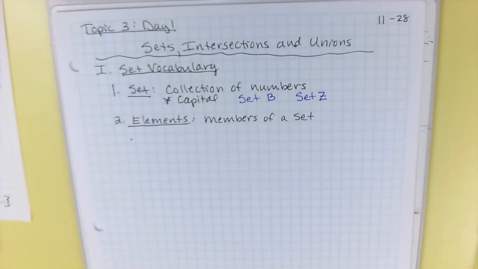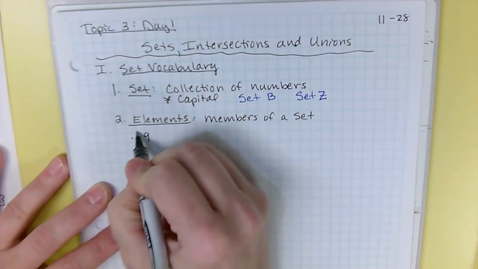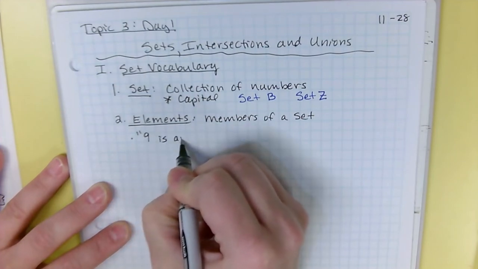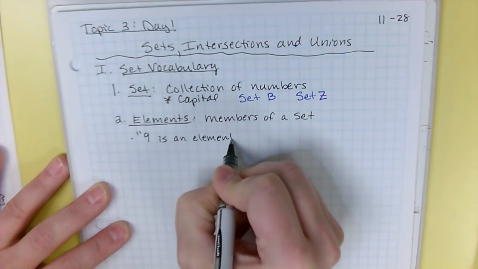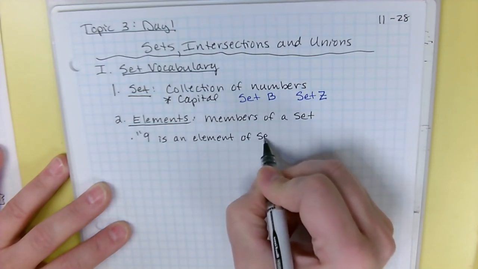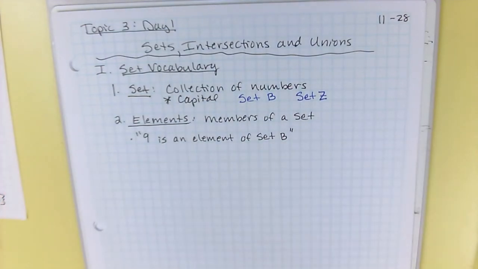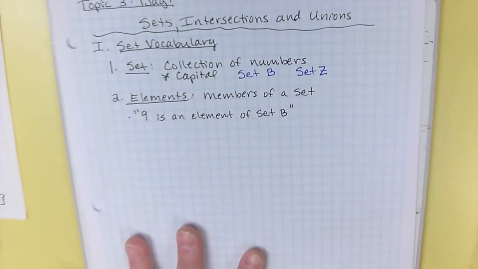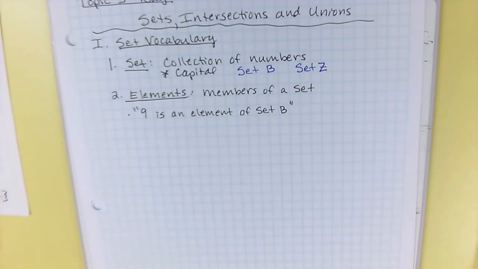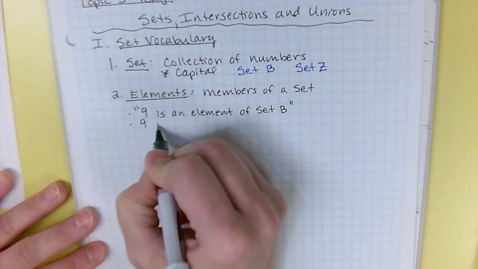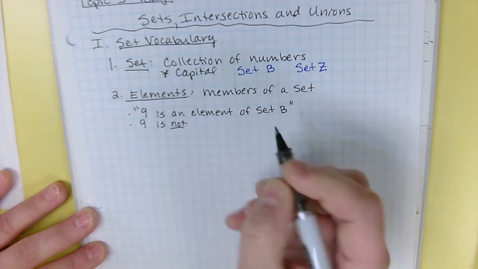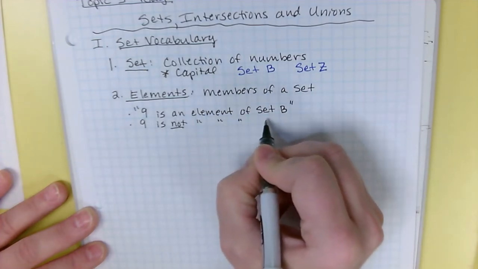Okay, so how do you actually say a number is a member of a set? You might say the number 9 is an element of set B. And that's how you use it in a sentence. 9 is an element of set B. If you want to say 9 is not an element, that's how you say it. You just say 9 is not, and then the rest is the same, an element of set B.